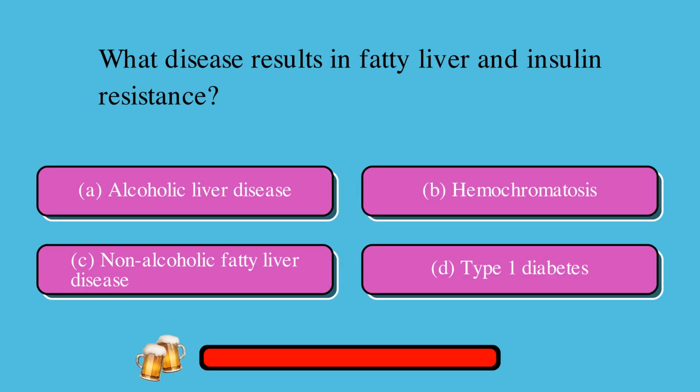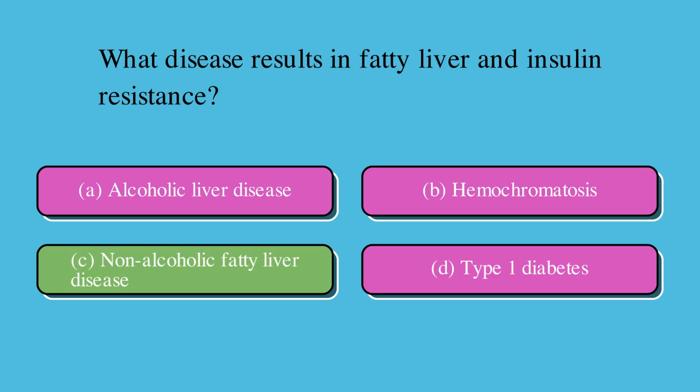What disease results in fatty liver and insulin resistance? A. Alcoholic liver disease, or B. Hemochromatosis, or C. Non-alcoholic fatty liver disease, or D. Type 1 diabetes. The correct answer is C. Non-alcoholic fatty liver disease.